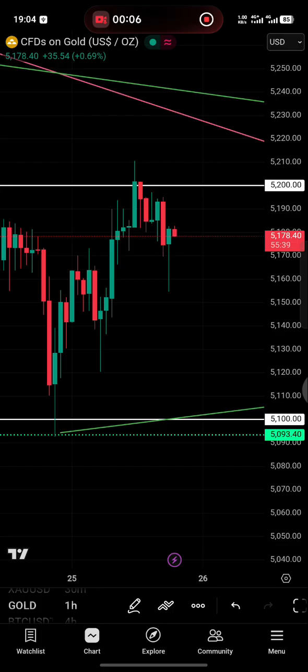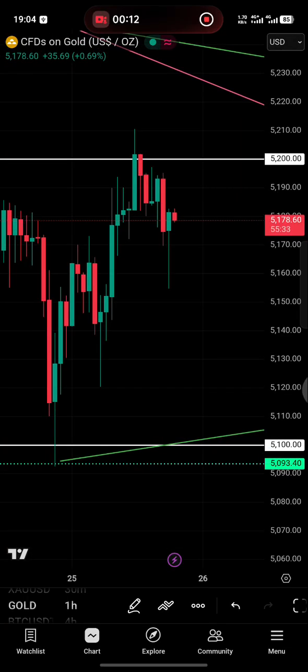Today I'll be analyzing the gold chart with you guys on Wednesday the 25th of February to see whether right now the chart is going into an uptrend or a downtrend, or if it has created a reversal yet or not, right?